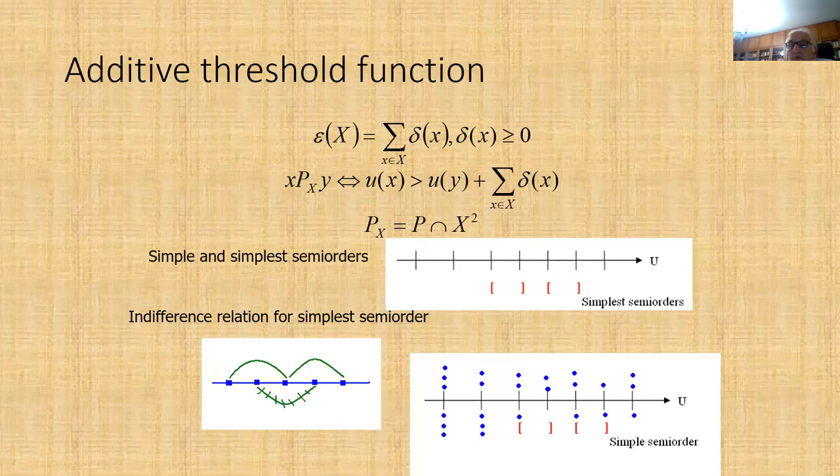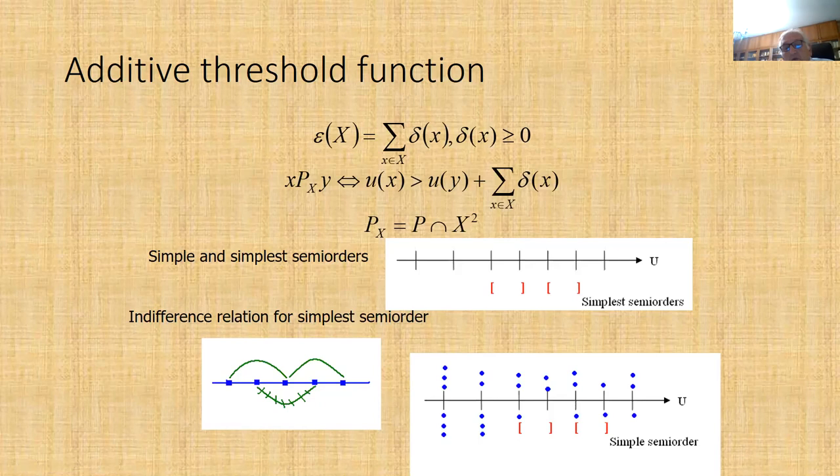The answer was the following. For any two alternatives where one is preferable to the other, there is not more than one alternative which is indifferent between these two. You understand? This defines so-called simplest semi-orders. And the complete characterization, everything is in the book.